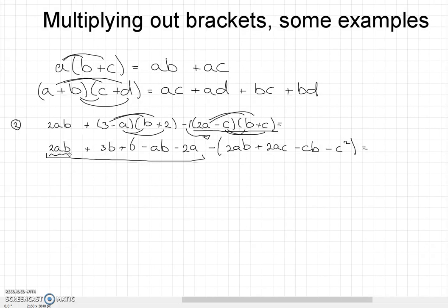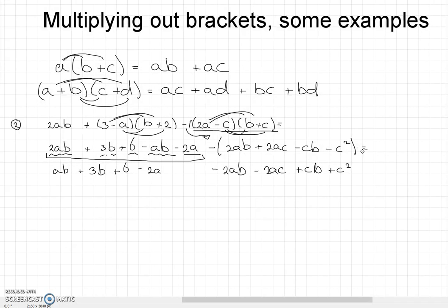2ab. There's an ab over here too. 2ab minus 1ab. So ab. 3b. That one's alone. Plus 6. That's alone. And minus 2a is also alone. And then minus 2ab plus 2ac becomes minus 2ac, minus cb becomes plus cb, and minus c squared becomes plus c squared.